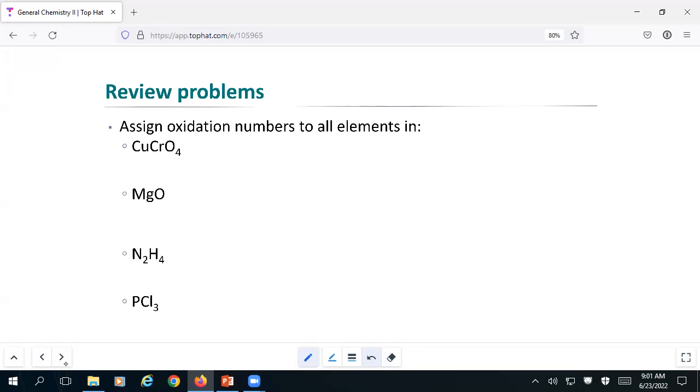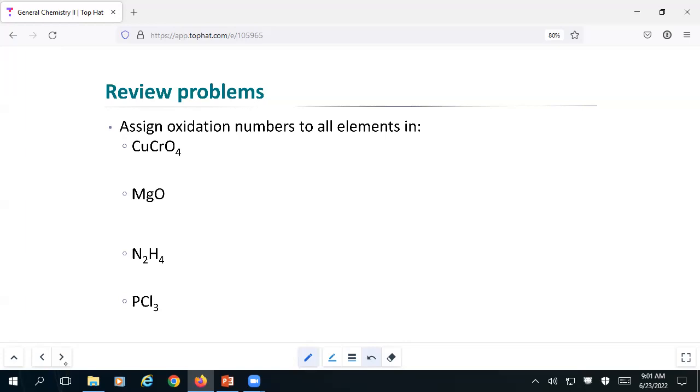So let's do some examples and some review just to kind of put ourselves into the proper frame here. So first, assigning oxidation numbers.